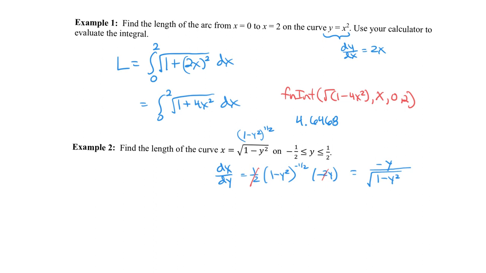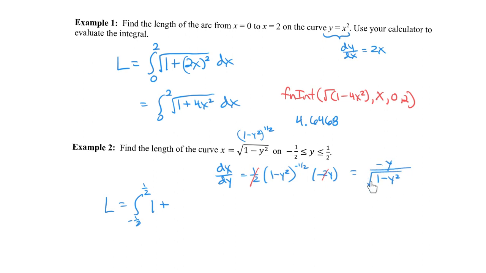And now we have to use our formula. The formula says that the length is going to be the square root of 1 plus dx dy squared. So this is dx dy, so we have to square it. The length of this curve is going to go from negative 1/2 to 1/2, because that's what's given right here. Y is between negative 1/2 and 1/2. And then I've got to go 1 plus this squared.